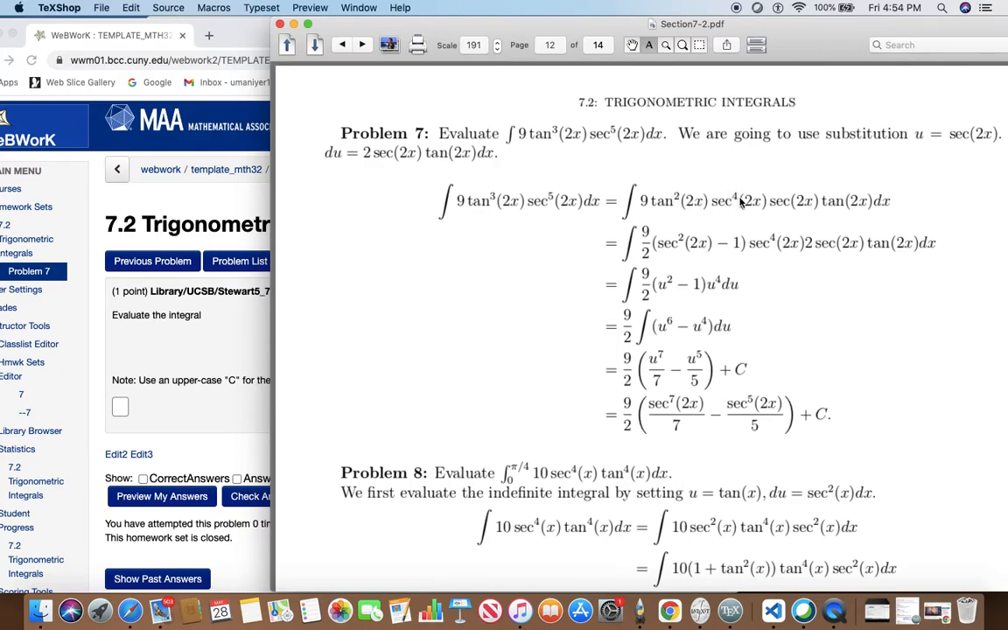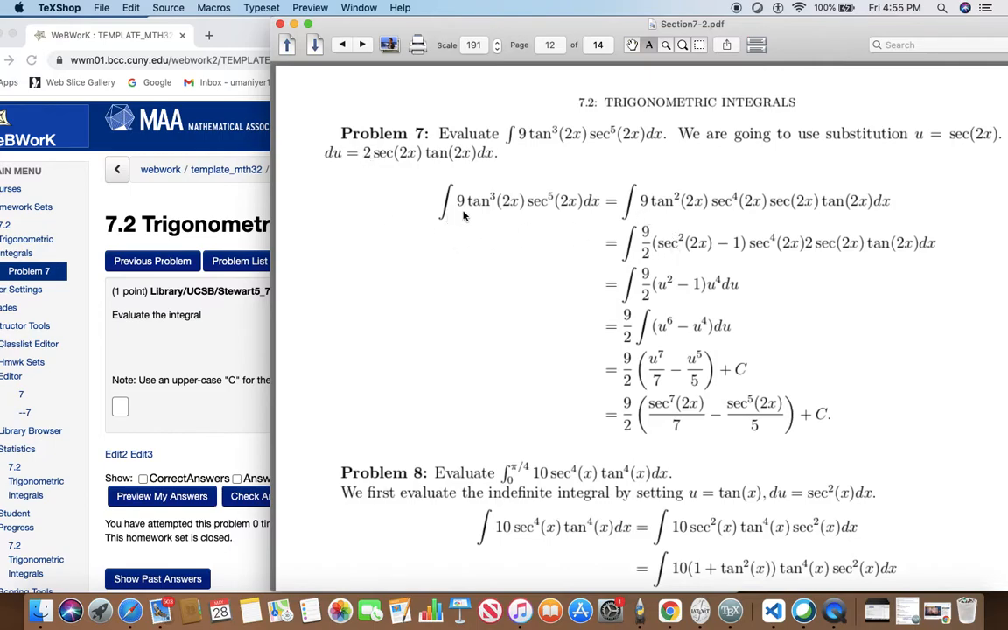This is important because now you can substitute u equals secant 2x. Its derivative du is twice secant 2x tan 2x dx. So that's where secant 2x tan 2x dx will be. What do I do with that 2? You see in a minute.